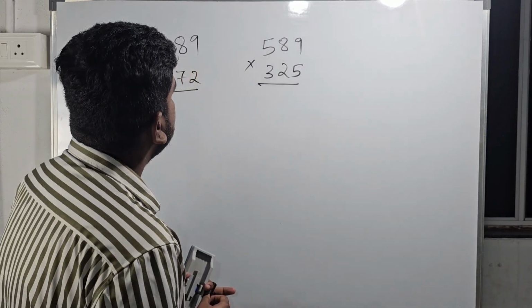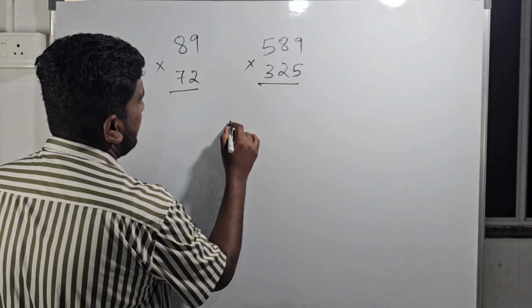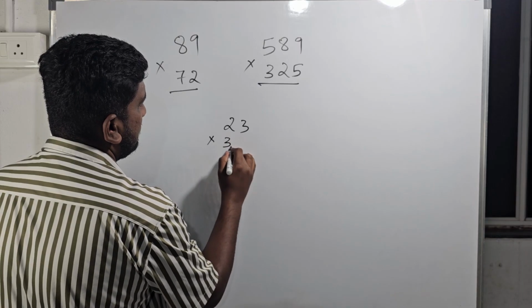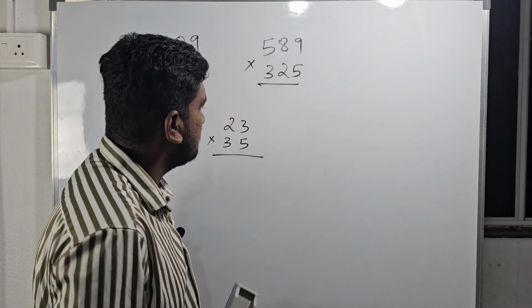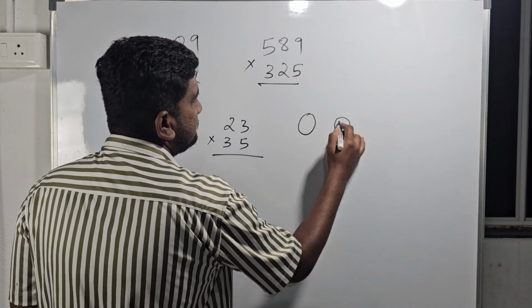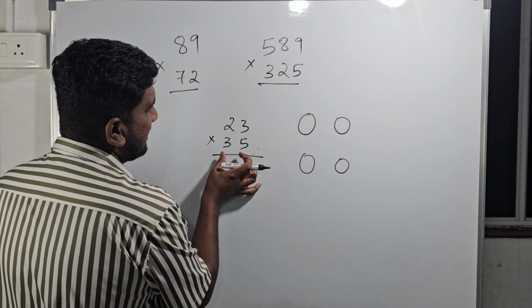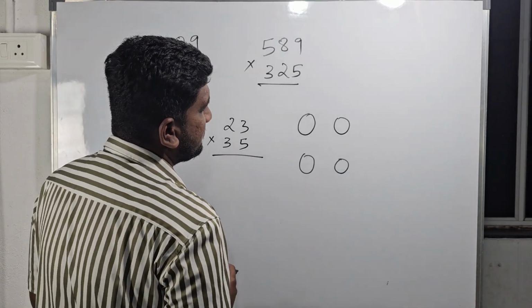So let's begin. First we'll take two numbers and we'll take an easy example. Suppose 23 into 35. To solve this we have to follow three steps. I'll draw four circles. Assume that these four circles are these numbers. So we have to follow three steps for this.